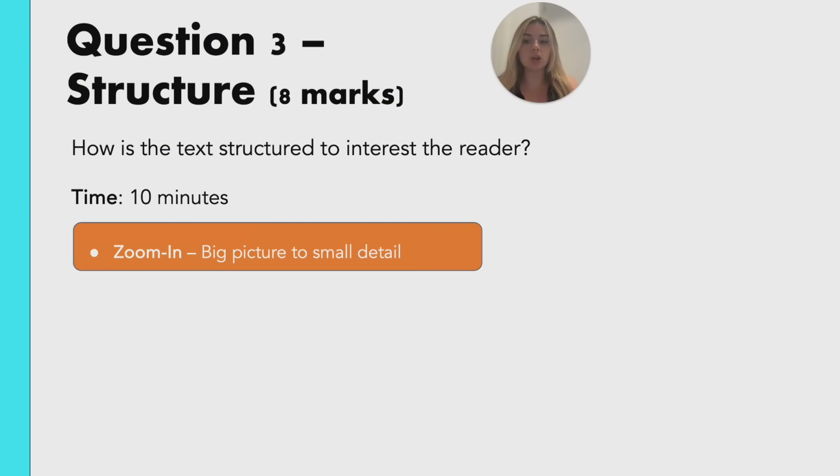This is structure. So what we want to do is look at some different techniques like zooming in. We want to look at the shifts in focus, where the writer goes from a big picture to small detail. For example, they could be describing the whole setting and then they zoom in on something specific. They could be describing the whole ocean and then they zoom in on a fish jumping out of the ocean. That would be an example of a shift in focus, or the writer using zooming in, and that is a structural technique, because it's not just about the writing, it's how they've structured the writing so your focus shifts from one thing to another.